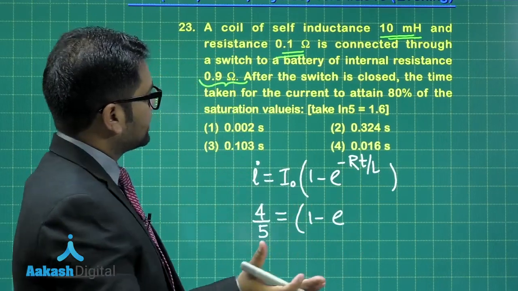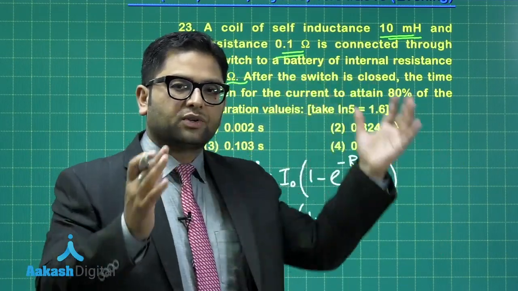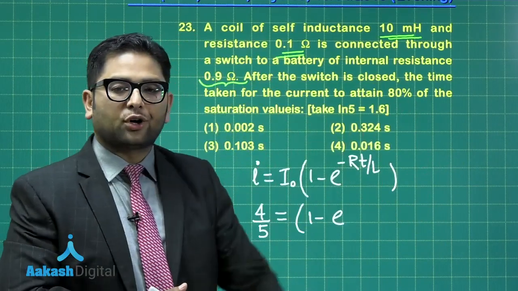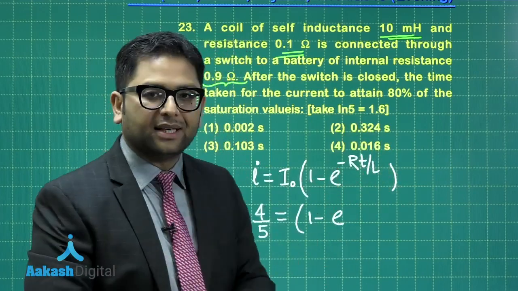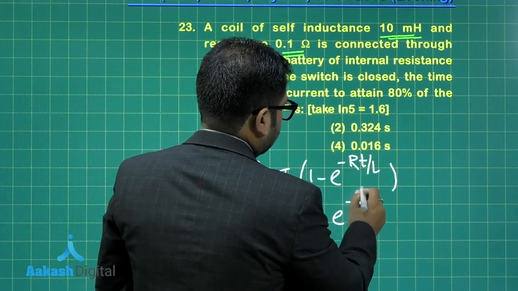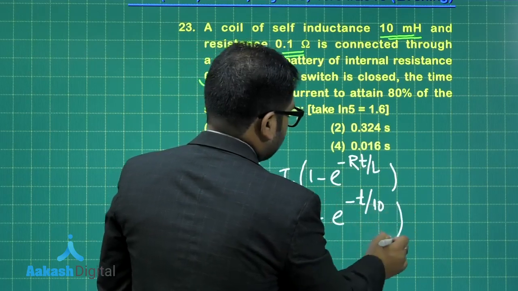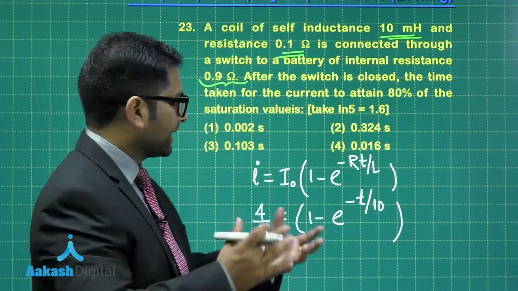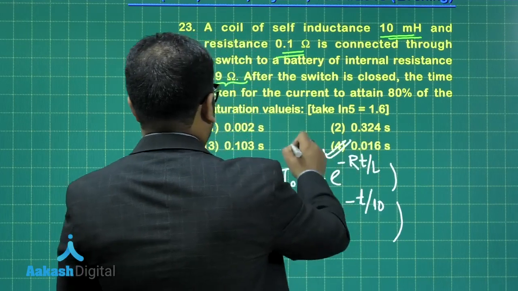Now R and L, let's see. R would be the battery resistance and the coil's resistance. Both occur in series, so they need to be added, 0.1 and 0.9. That's of course 1. And L, let me keep it in millihenry itself, so that the time would be in millisecond. R is 1 and L is 10 millihenry. So whatever T I get from this equation would be in millisecond, and I can easily convert it into second. The correct option for this is option number 4.